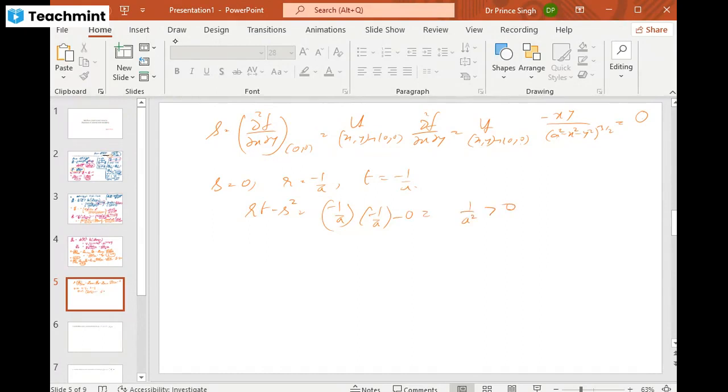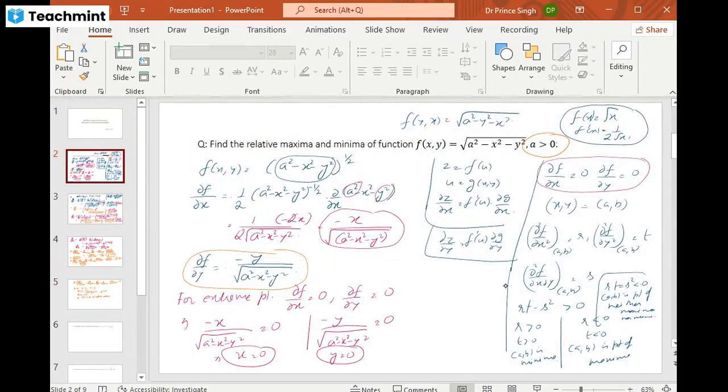And we know the square of a number is always positive. So rt minus s² is positive, and r and t are less than 0. It means that (0, 0) is the point of relative maxima. What is the condition of maxima? If the second order derivatives, both of them, are negative and rt minus s² is positive, then this is the point of maximum. Okay.